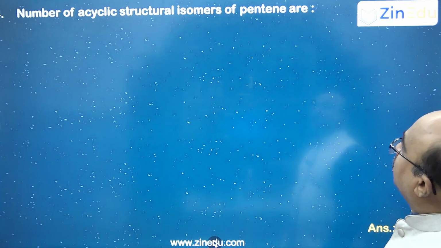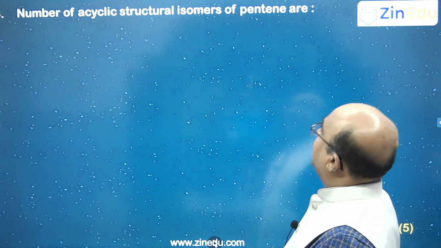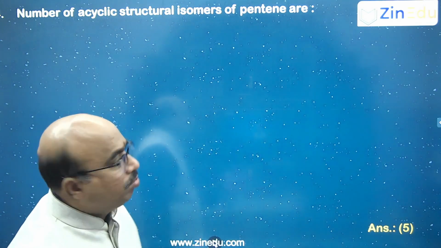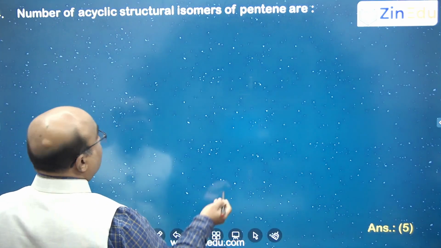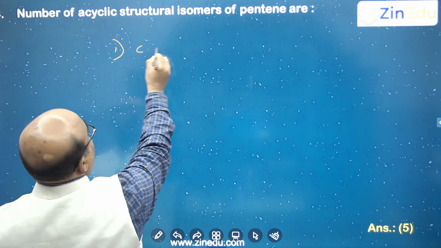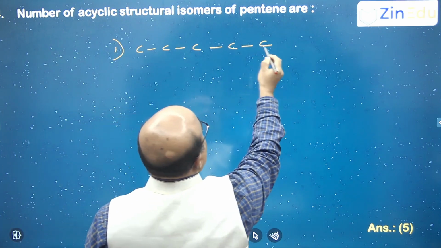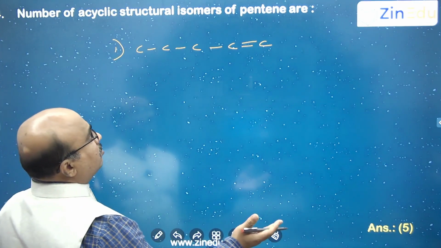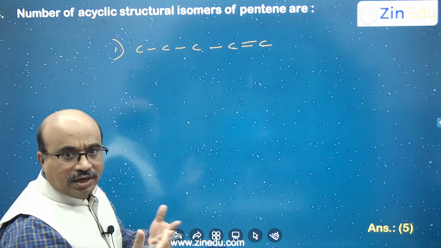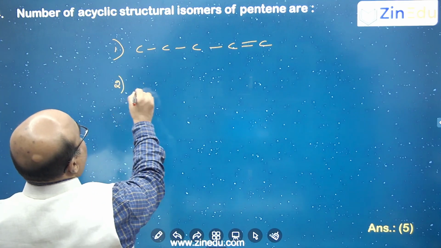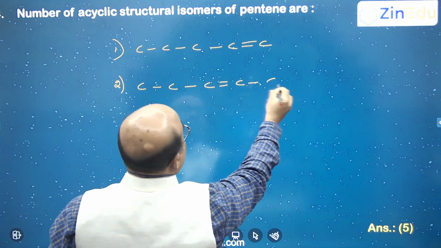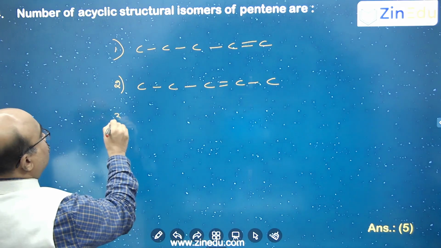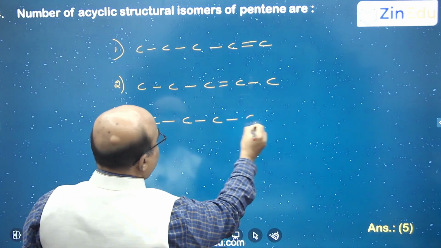The number of acyclic structural isomers of pentene is asked. Acyclic means we should not write rings; we should write open chain compounds. How many can you write? The better way is to write only with C. The first one, you write C, all in a straight chain, and write the double bond. Now change the double bond positions. Only the structure is asked, so we need not consider geometrical isomers. Changing the double bond position will not always result in a new one, so it is just changing the carbon parent chain.